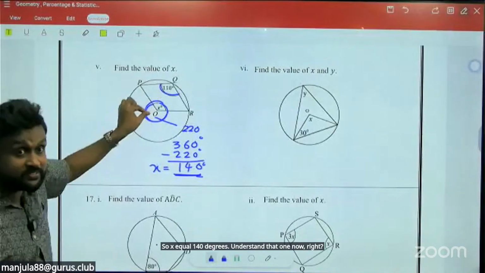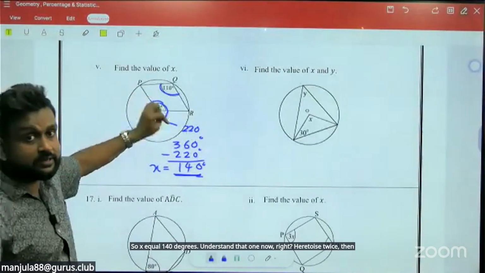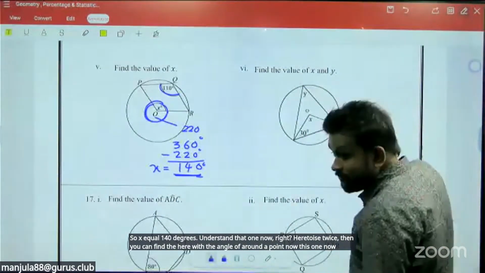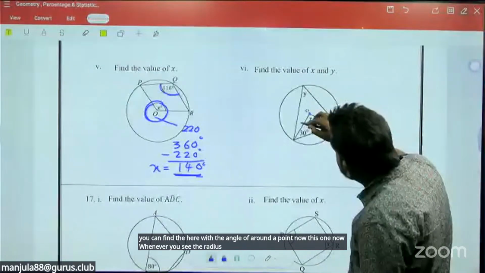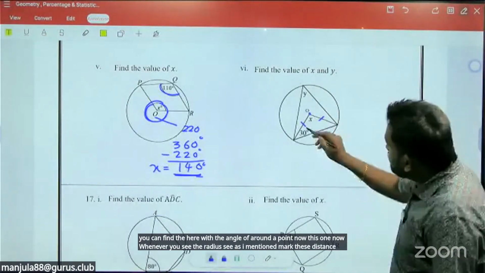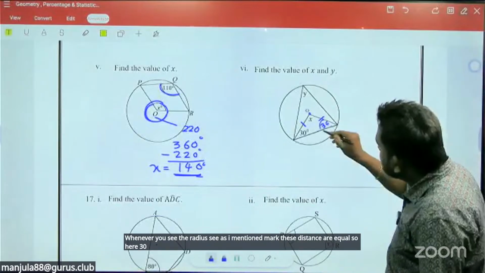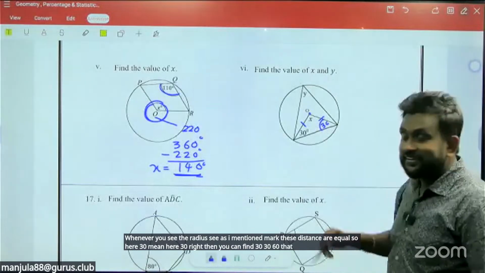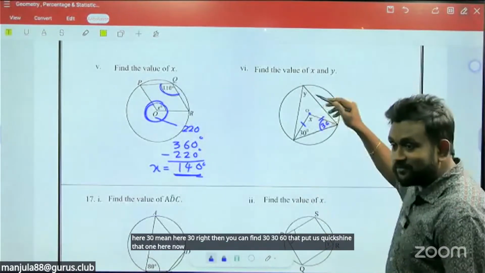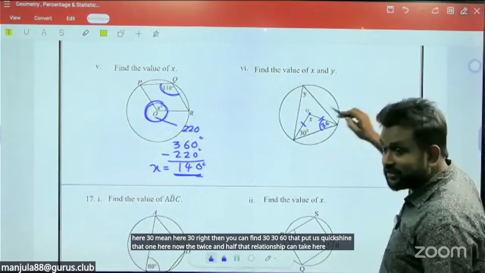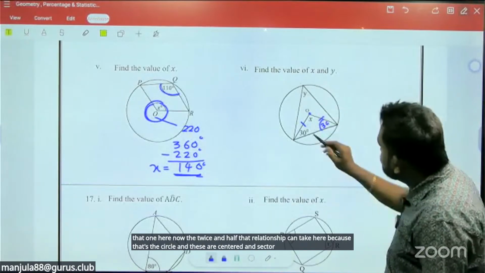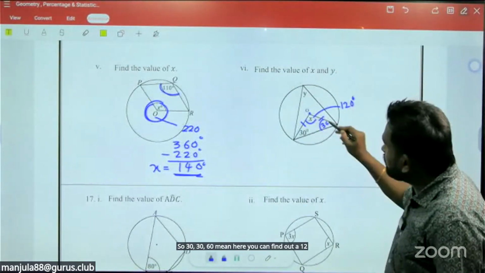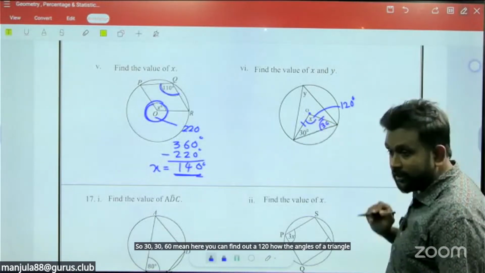Here the reflex is twice, then you can find this using the angles around a point. Now this one. Whenever you see the radius, as I mentioned, mark these distances as equal. So here 30, so here 30, right? Then you can find 30, 30, 60. Here now the twice and half relationship can be used because that's the circle and these are center and sector. So 30, 30, 60, then the angles of a triangle give here 120.